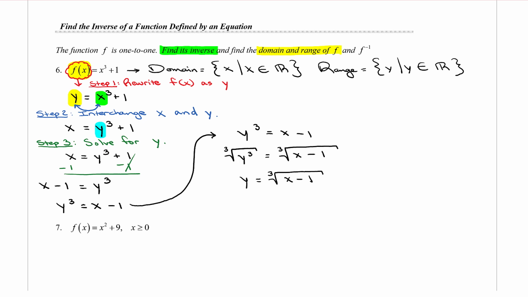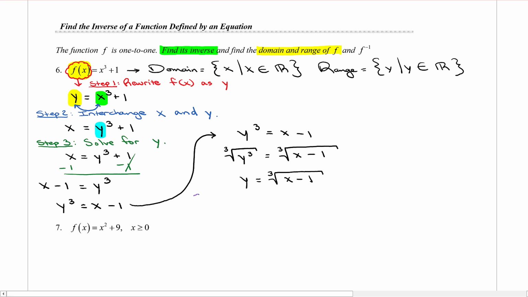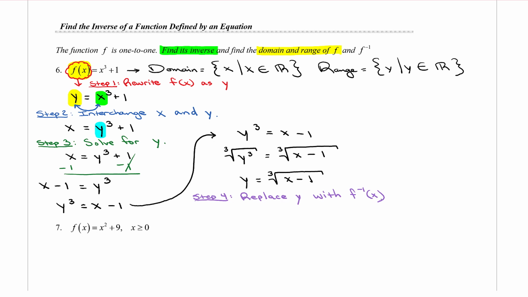Step 4. Step 4 is going to be to just replace the y with f inverse of x, the proper notation to show that we have found the inverse. So step 4, replace y with f inverse of x. So my final answer is going to be f inverse of x is equal to the cube root of x minus 1.